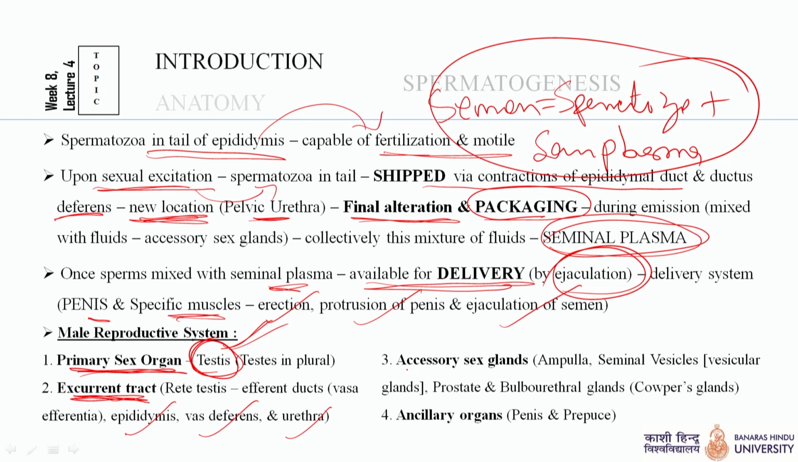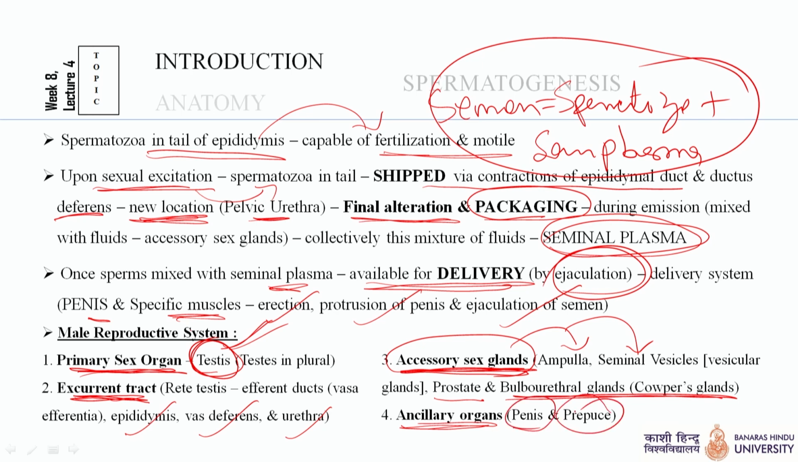Now in this process, the next important structure is the compound called accessory sex glands. The accessory sex glands are made up of ampulla, seminal vesicles, also called vesicular glands, then prostate and bulbourethral or Cowper's glands. These glands are called the accessory sex glands, which are responsible for the secretion of the seminal plasma. And the last is the delivery structures such as penis and then prepuce. Prepuce is the structure which covers the penis.